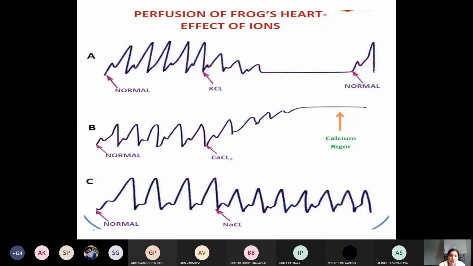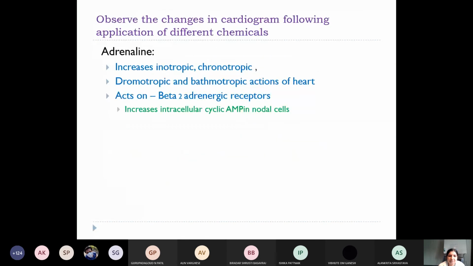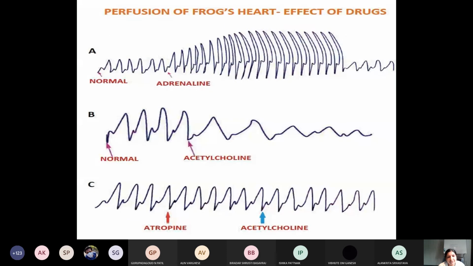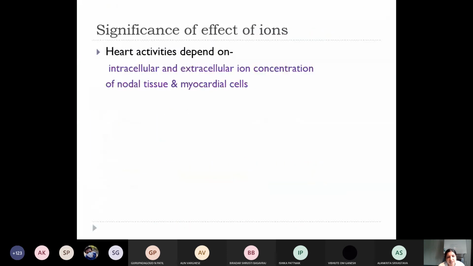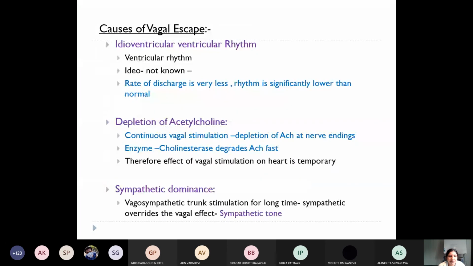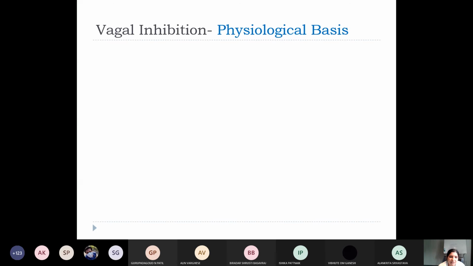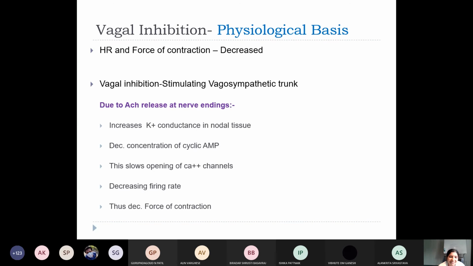So anything you want to ask? Anyone having any doubt in the graphs or any other academic thing you want to discuss? You can unmute your microphone and talk. I have completed my talk.